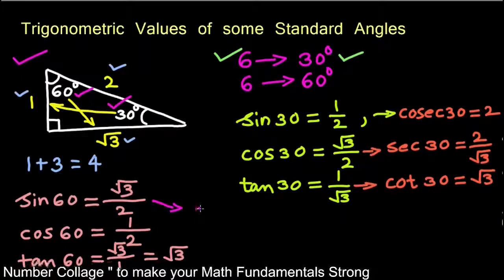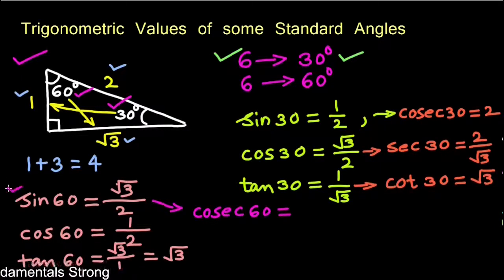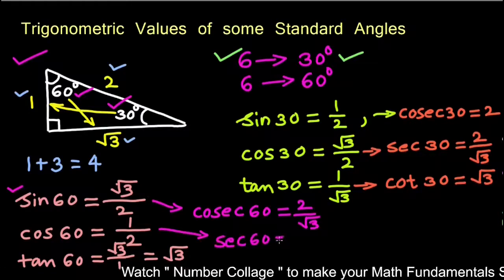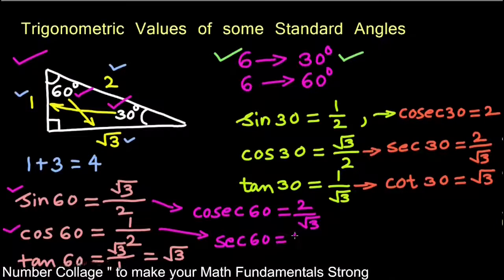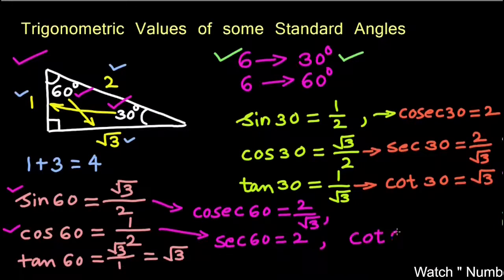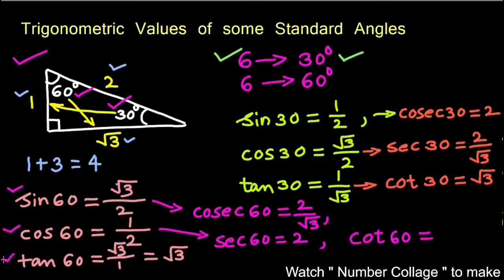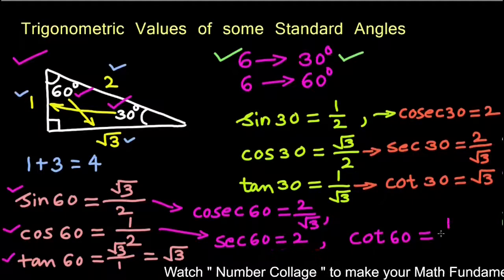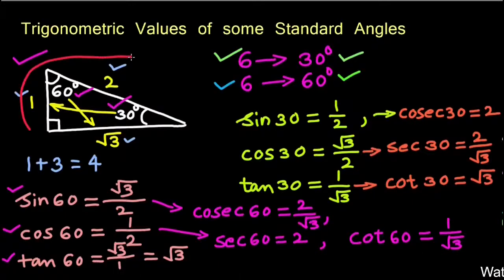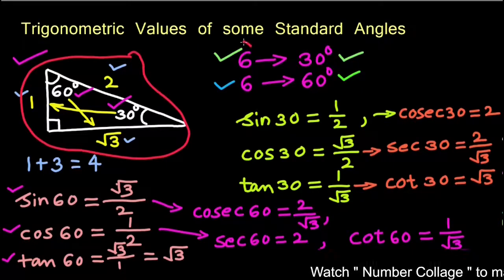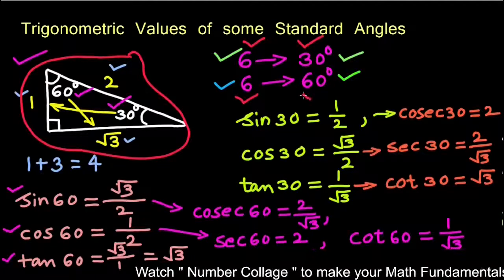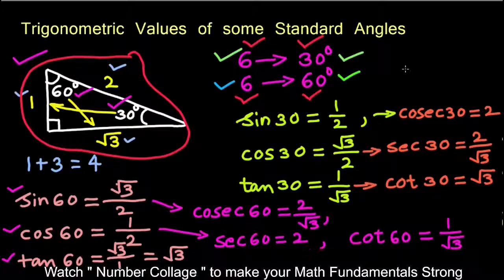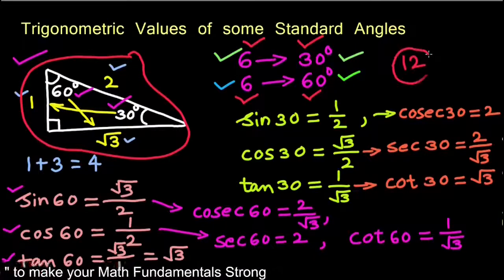Now cosec 60 is reciprocal of sin 60, so it will be 2 by root 3. Sec 60 is reciprocal of cos 60, so it will be 2 upon 1, that is 2. And cot 60 is reciprocal of tan 60, so it will be 1 upon root 3. So this triangle alone gives us 6 trigonometric values of angle 30 and 6 trigonometric values of angle 60. That means in all we get 12 trigonometric values.